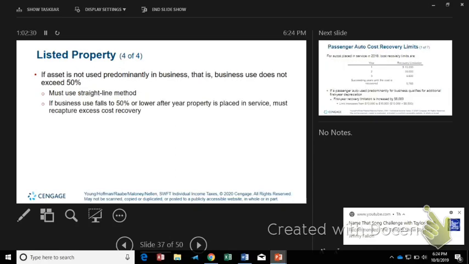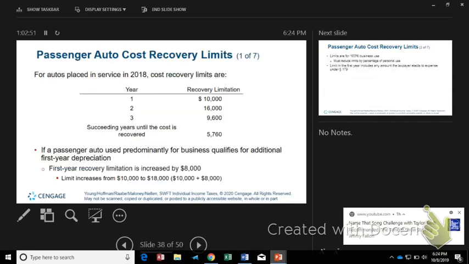If an asset is not used predominantly in business, so it doesn't exceed the 50%, then you have to use straight line, right? And if it falls to 50% or lower after the year placed in service, then you have to do what's called a cost recapture. That's kind of a pain, but you have to go in and use a cost recapture. So straight line if it's below 50%. If it's above 50%, I'm going to walk you through what you will do.